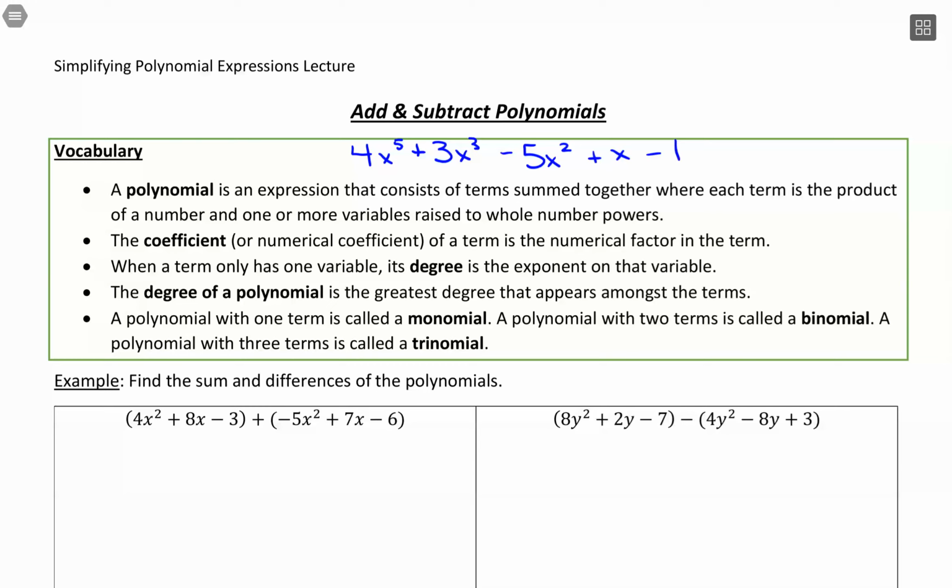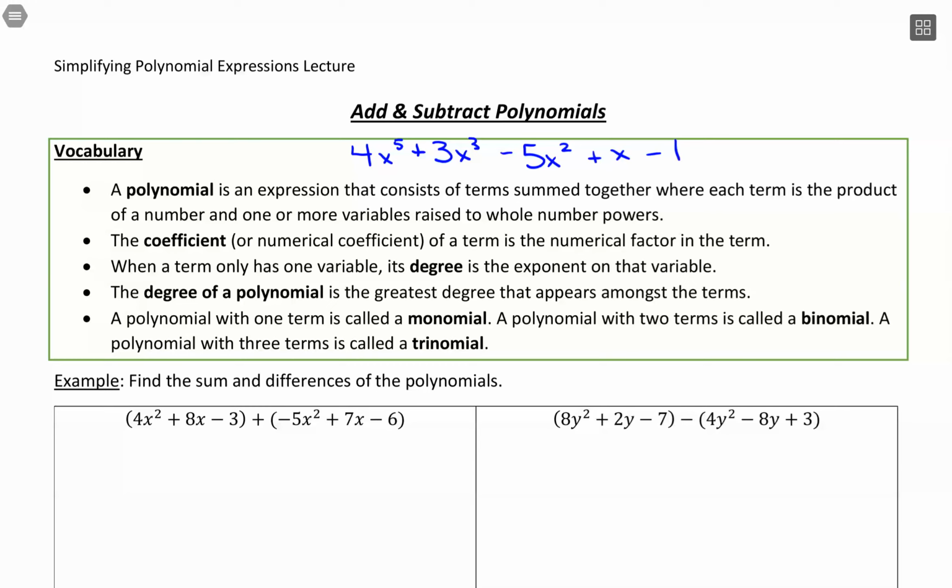So what makes it a polynomial is that it's an expression. So we have this expression here, and the terms are being summed together, so there's addition and subtraction works in there as well. And each term, so terms are separated by addition and subtraction, so each term is the product of a number and one or more variables. In this case, we just have one variable of x. So we have this multiplication of 4 times x, and then our variables can be raised to whole number powers.